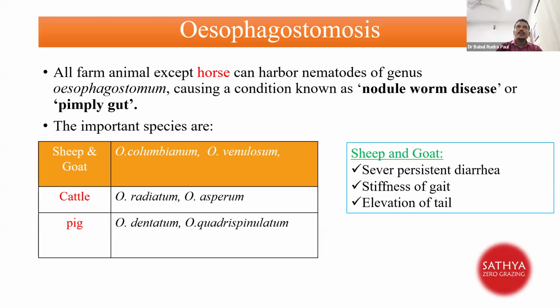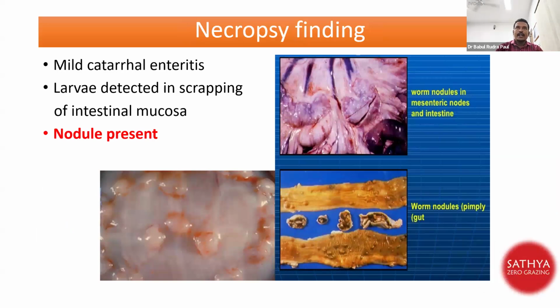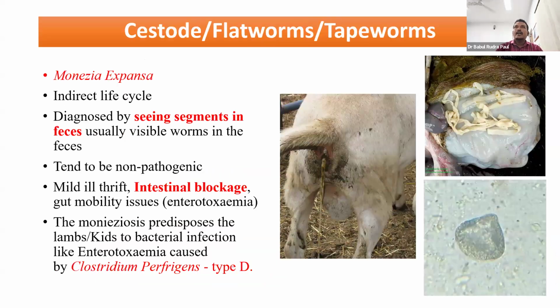And another important parasite is Oesophagostomum. In case of sheep and goat, Oesophagostomum causes severe persistent diarrhea, because in gastrointestinal nematode infection, diarrhea is a common problem. In this case, during necropsy, that is postmortem, you will find nodular lesions in the small intestine. This is a typical finding by which you can confirm the diagnosis of Oesophagostomum infection. For confirmation, you can scrape the intestinal mucosa and check for the presence of larvae as well as the parasite.